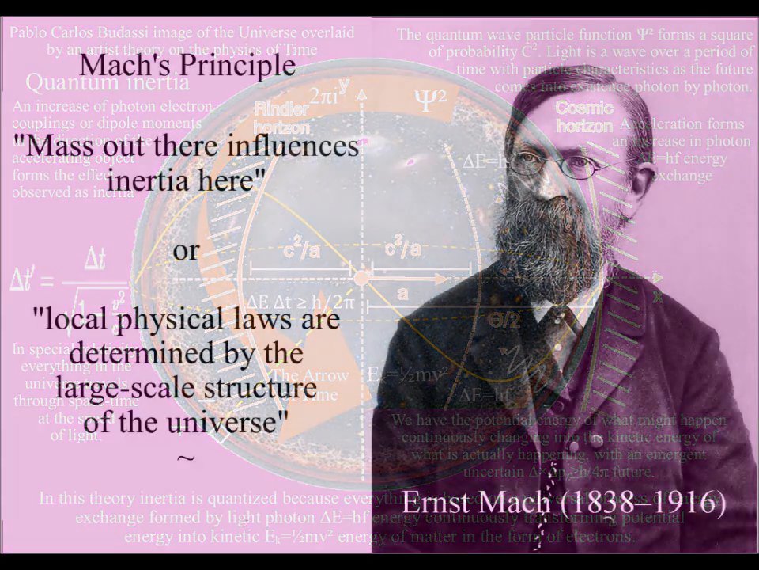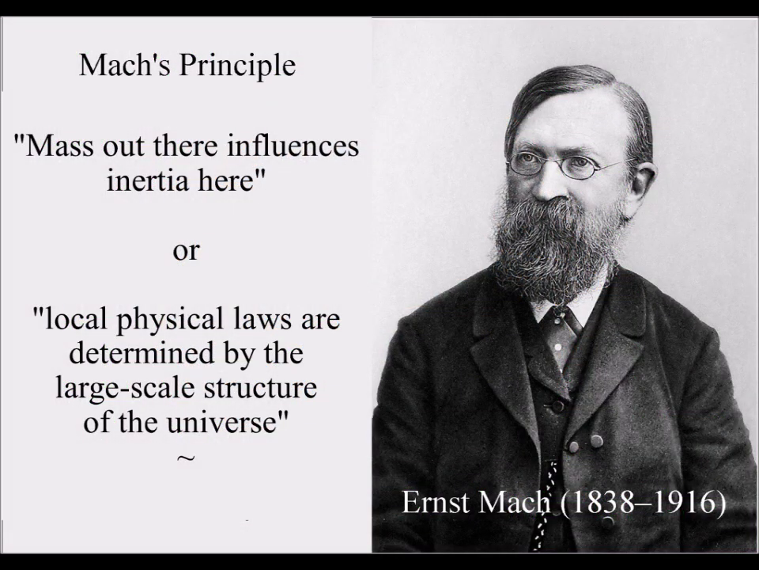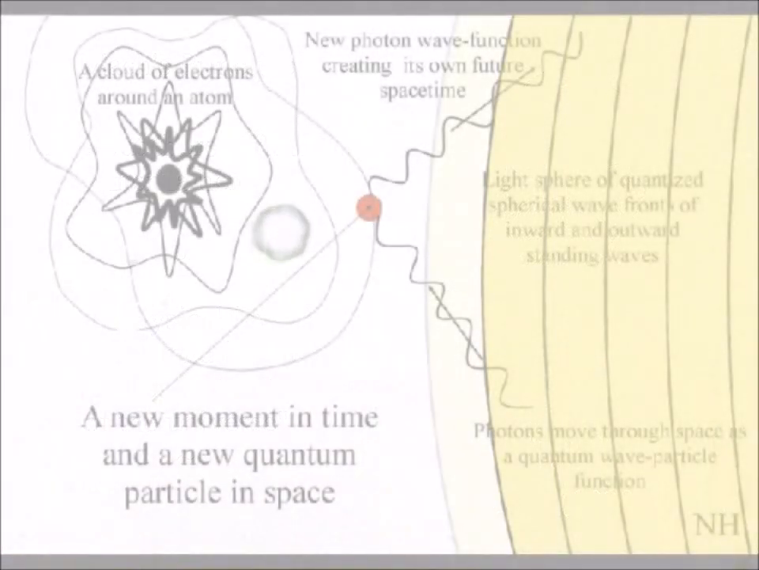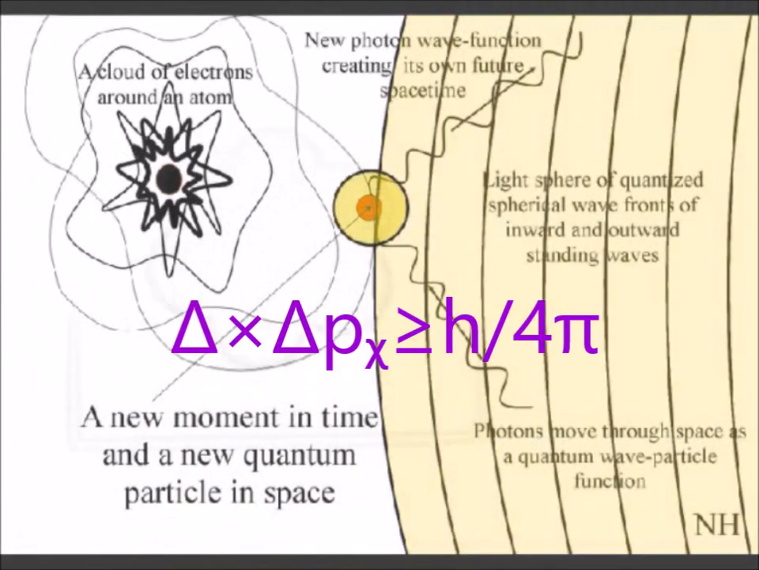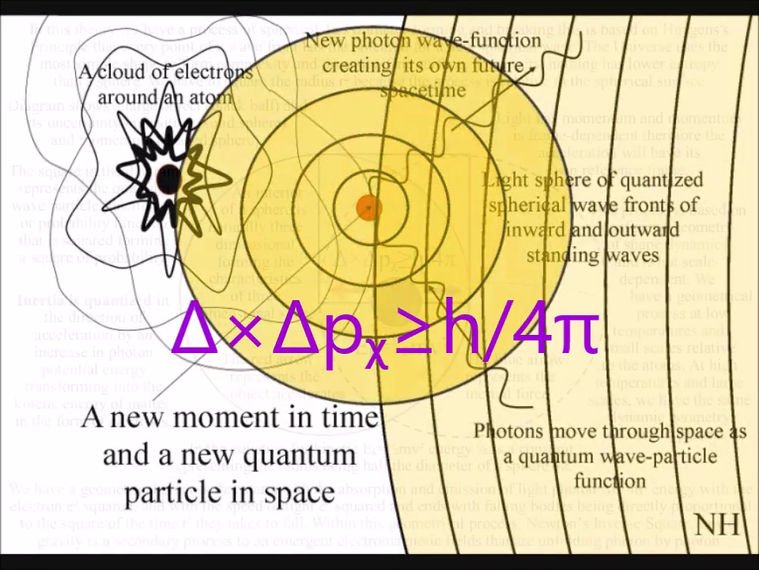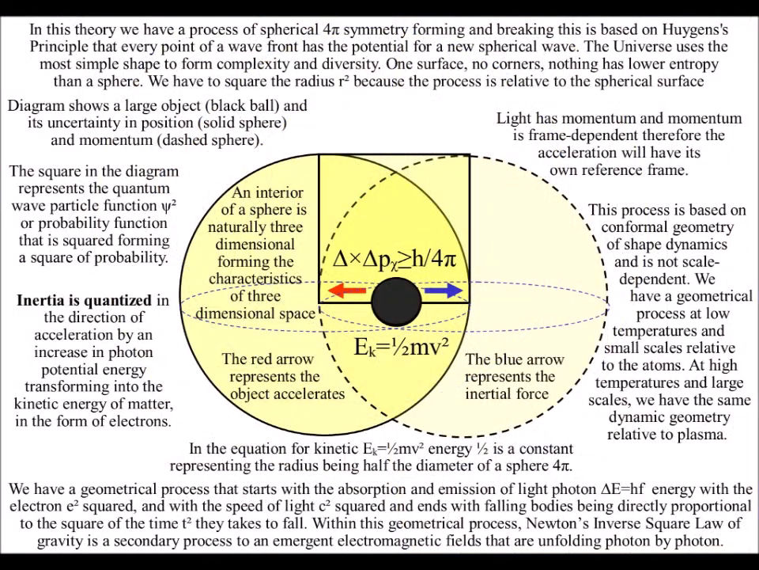Virtual particles will become real particles in the form of photon-electron couplings or dipole moments in the direction of your acceleration. The increase in energy exchange at the front rather than the rear forms an imbalance, pushing back against the acceleration, resulting in the effect observed as inertia.